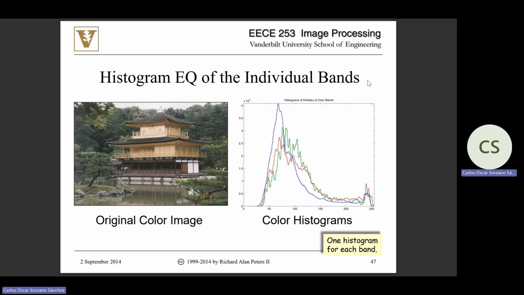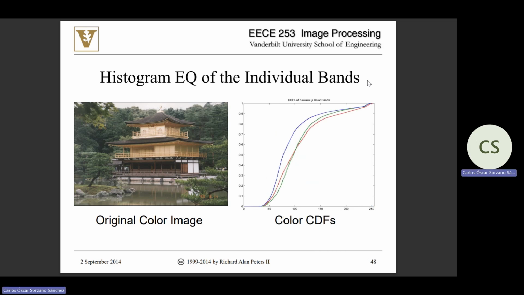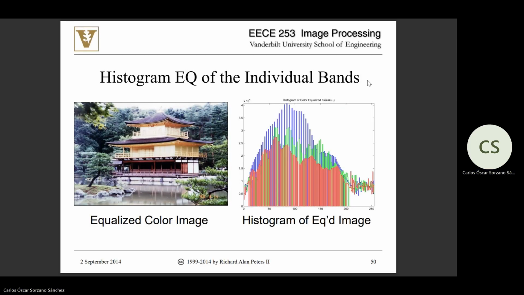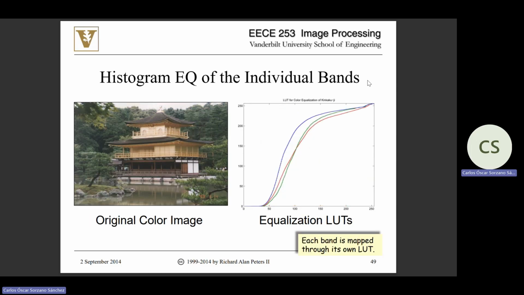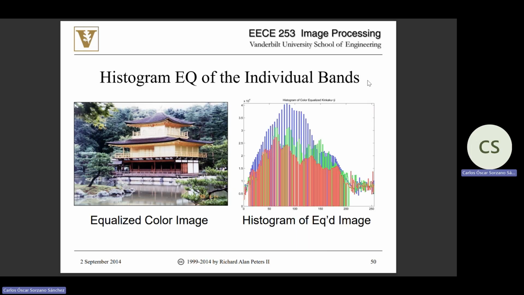And let's do it with color images. You have a color image, you compute the histogram of each one of the bands. Then you can compute the CDF of each one of the bands, and the lookup tables. And you equalize each one of the bands according to its own CDF. And this is the result. So you can compare the original to the equalized.